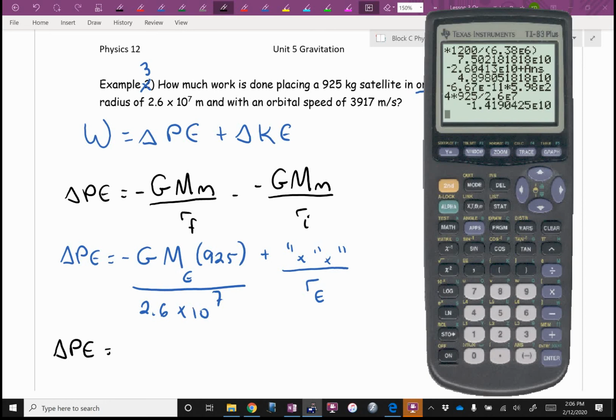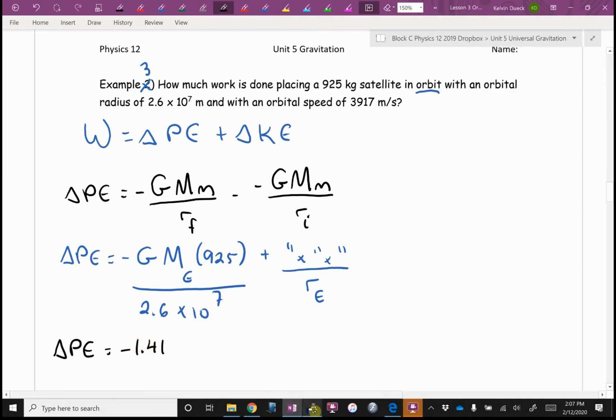Did you get negative 1.419? That 0 is probably a good place to round off. Negative 1.419 times 10 to the 10. Yes? No? Yeah? Am I right? I could be wrong. When do you have to leave? Okay. It's going to be close, but we'll be close.